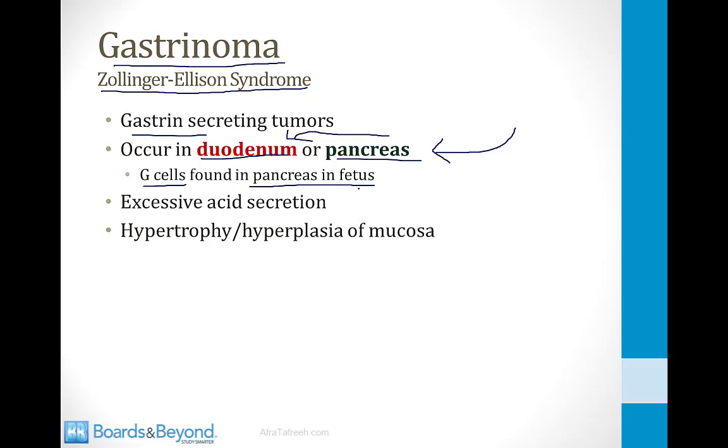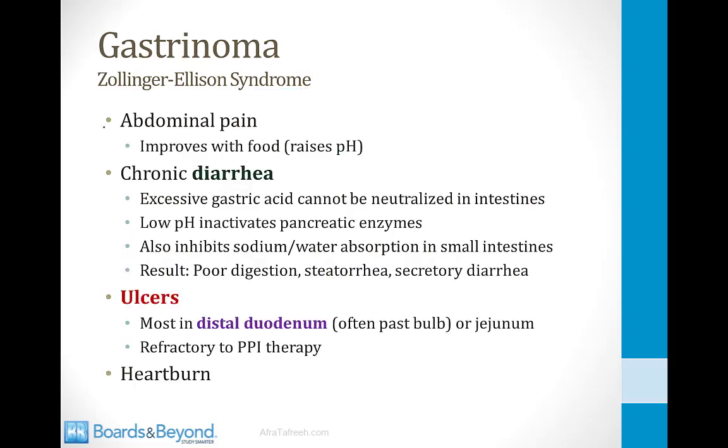Patients who have the Zollinger-Ellison syndrome and a gastrinoma obviously have excessive acid secretion. In addition, they develop hypertrophy and hyperplasia of the stomach mucosa. Patients with the Zollinger-Ellison syndrome and a gastrinoma present with abdominal pain and diarrhea. The abdominal pain occurs because of the excessive acid production. Acid is damaging to the stomach, but normally your stomach can protect itself with mucus and bicarb, but in the setting of excessive acid production, as occurs in a gastrinoma, the stomach can't protect itself and it becomes inflamed.